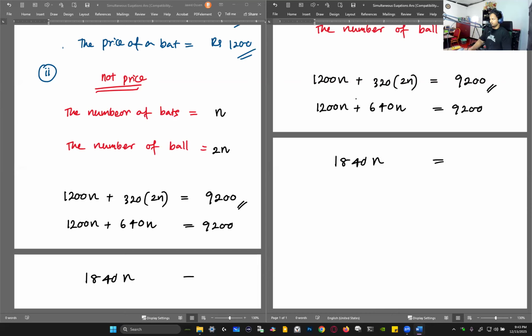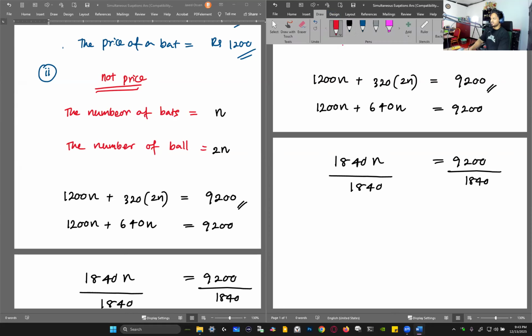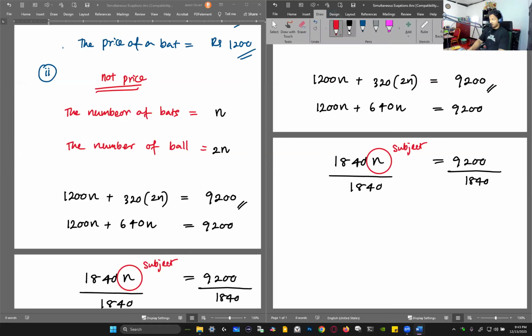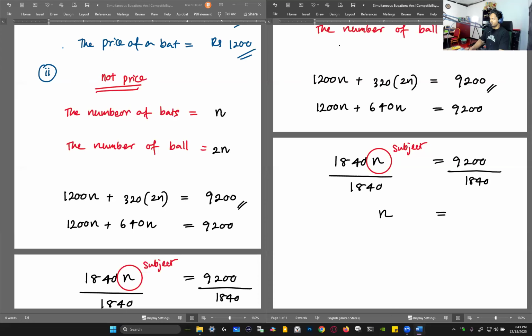1840N equals 9,200. I can divide both sides by 1840 to make N the subject. In mathematical terms, we say that we're trying to make N the subject of the equation. To make N the subject of the equation, I do the opposite to 1840. Now, tell me the value of N, please. So, is N equal to 5, Miss Fatima?